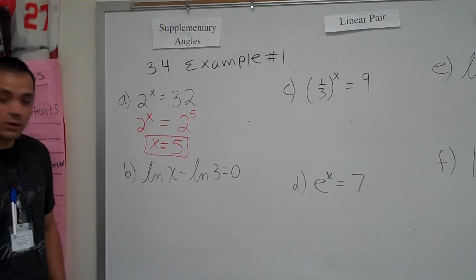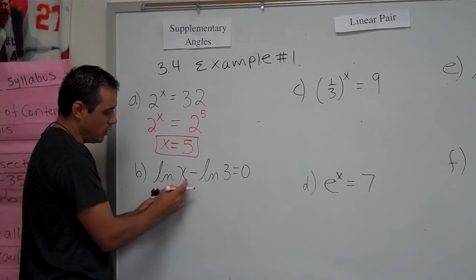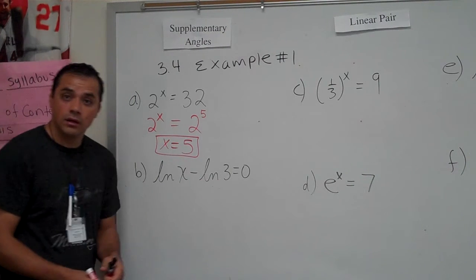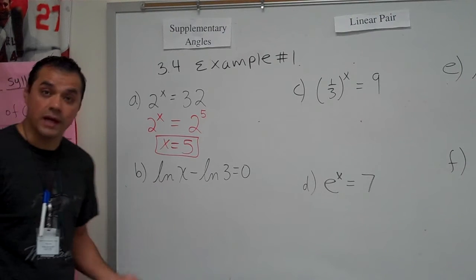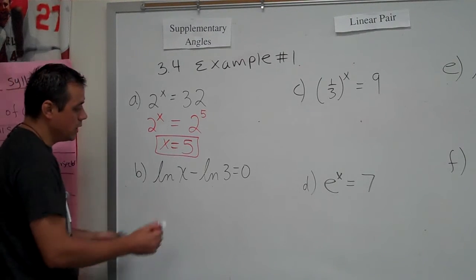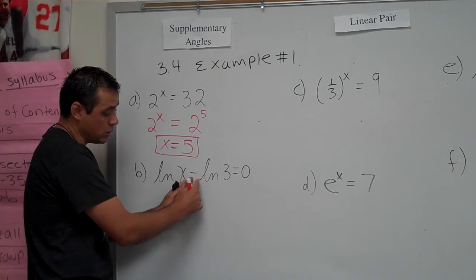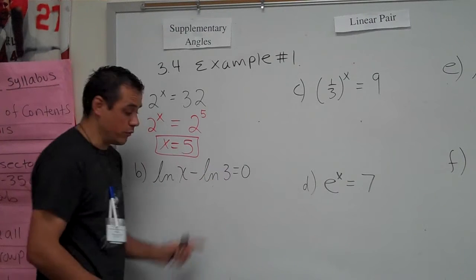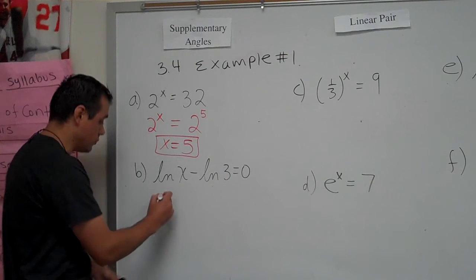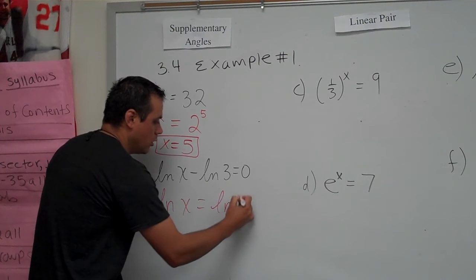Now let's go through the second one and see what we have. On this one we have natural log of x minus natural log of 3, and we're going to try to solve for x. Notice that this is being subtracted from that. Therefore, we could add natural log of 3 to both sides. So we end up with the natural log of x is equal to the natural log of 3.